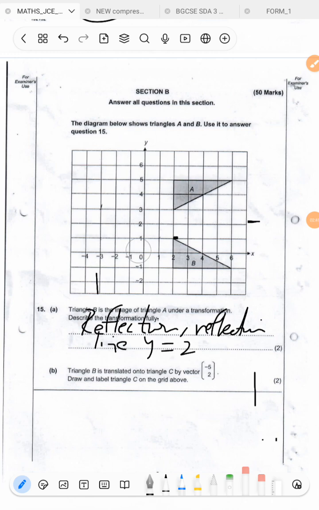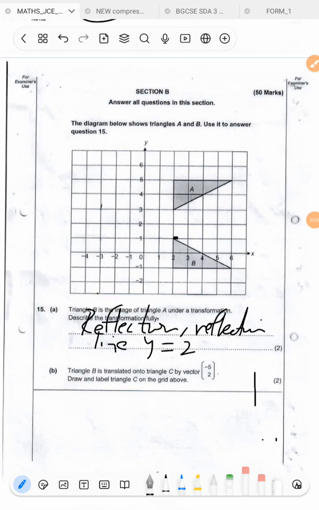On to the next question. The next question says, triangle B is translated onto triangle C by vector (-5, 2). Draw and label triangle C on the grid.